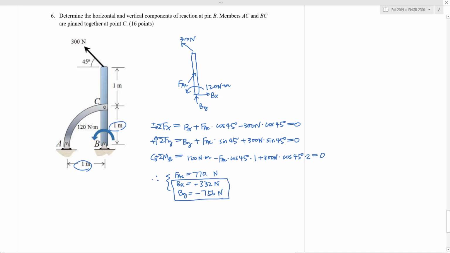So that should be the faster way to solve this problem, but you can definitely try to break this frame into two rigid bodies, set up your overall six equations to solve for your six unknowns. You should be able to get the same answer as well. However, if you recognize that member AC is a two-force member, it should simplify the calculation procedure for you.